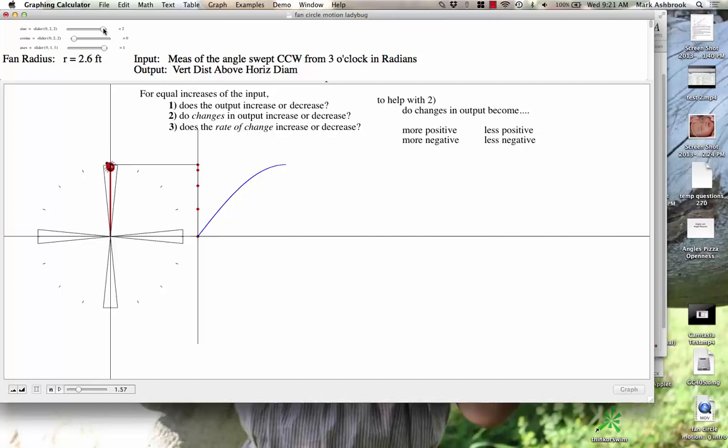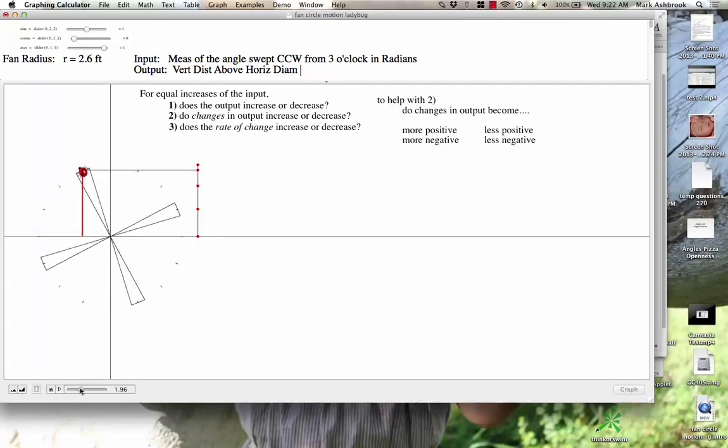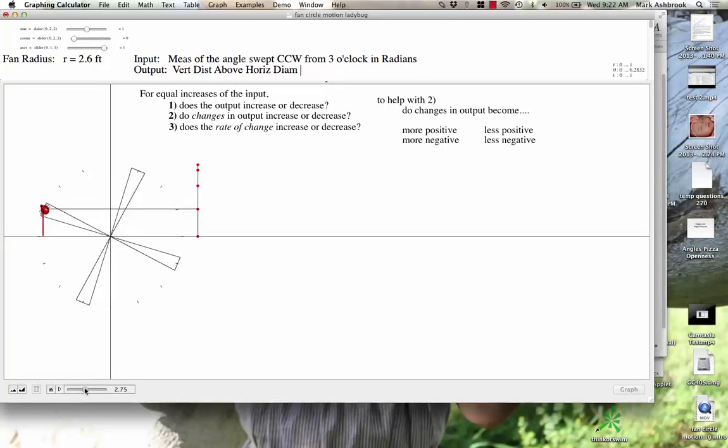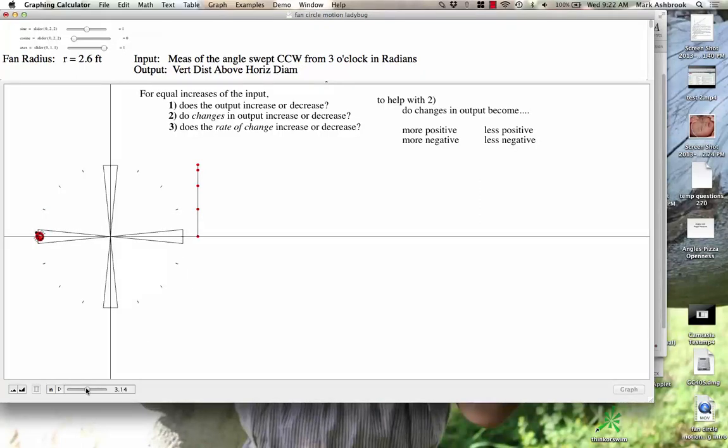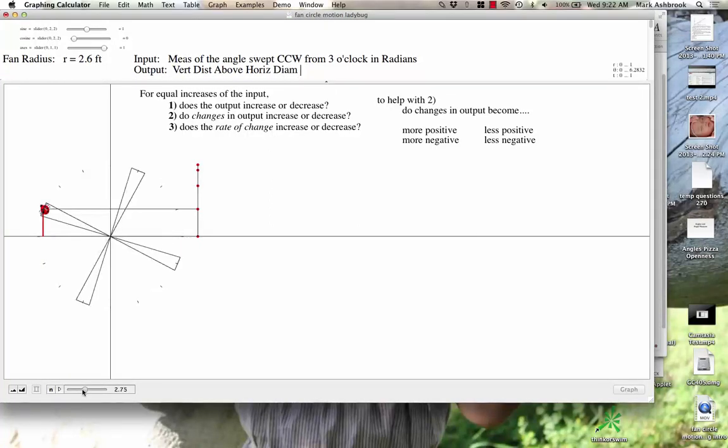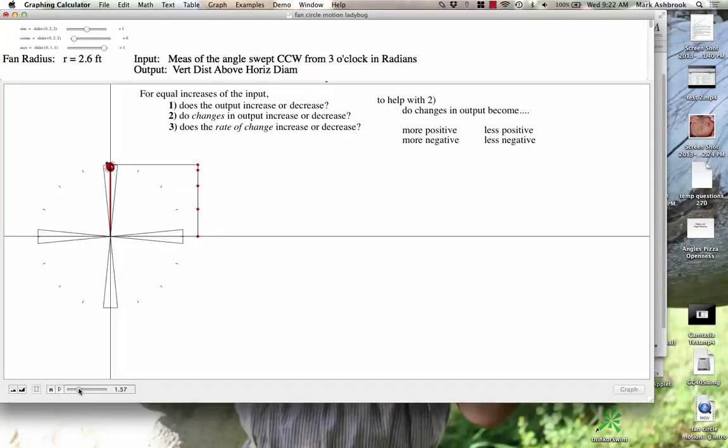All right, so now for the next part, you're going to work on quadrant 2. You're going to ask these 3 questions again, quadrant 2. Now we'll do quadrant 2 together, and then you guys will do 3 and 4 on your own, okay? So quadrant 2. Same equal increment, pi over 8.